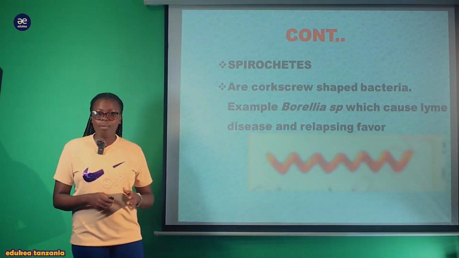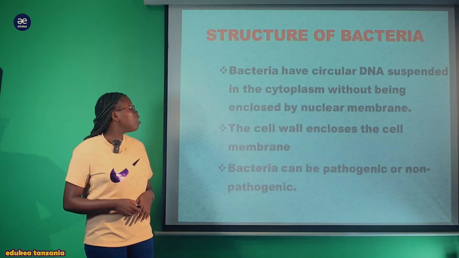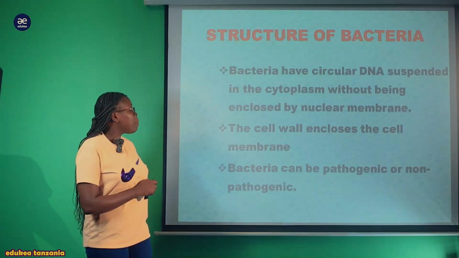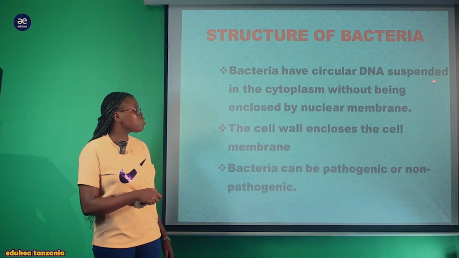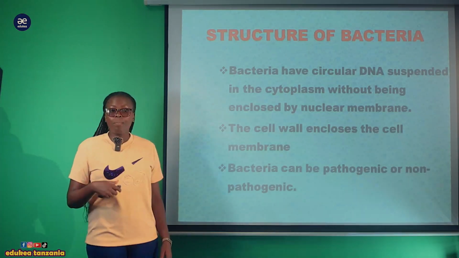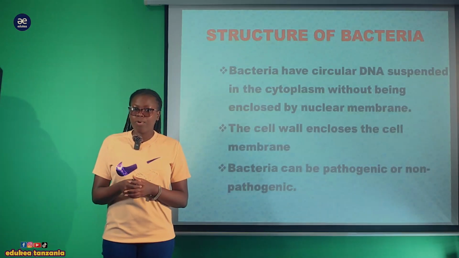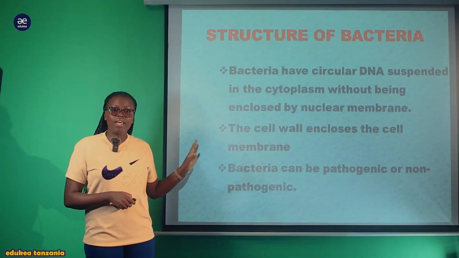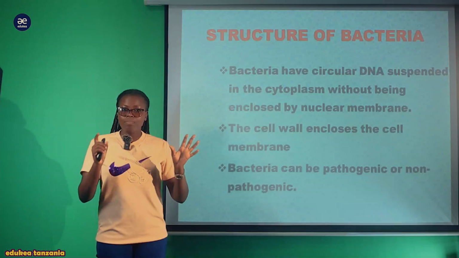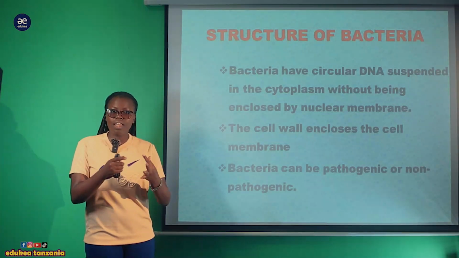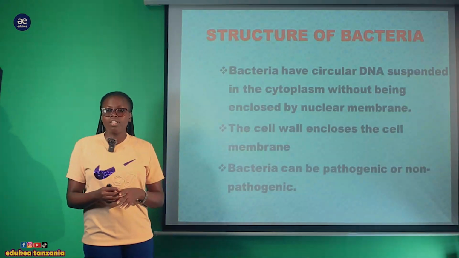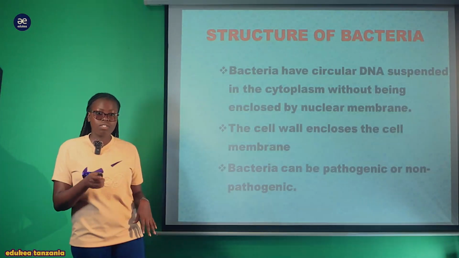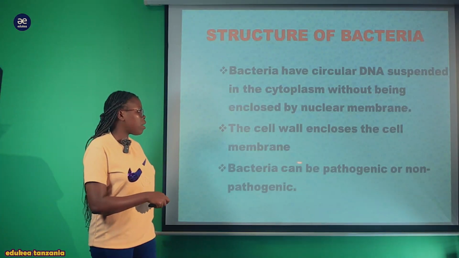Now let us see the structure of the bacteria. Bacteria have circular DNA suspended in the cytoplasm without being enclosed by a nuclear membrane. We have said these are prokaryotic organisms, single-celled organisms which lack membrane-bound organelles. Meaning they do not have a membrane which surrounds the DNA, so the nucleic acid is suspended freely in the cytoplasm. They also have a cell wall which encloses the cell membrane. An example is blue-green algae, which undergo photosynthesis.